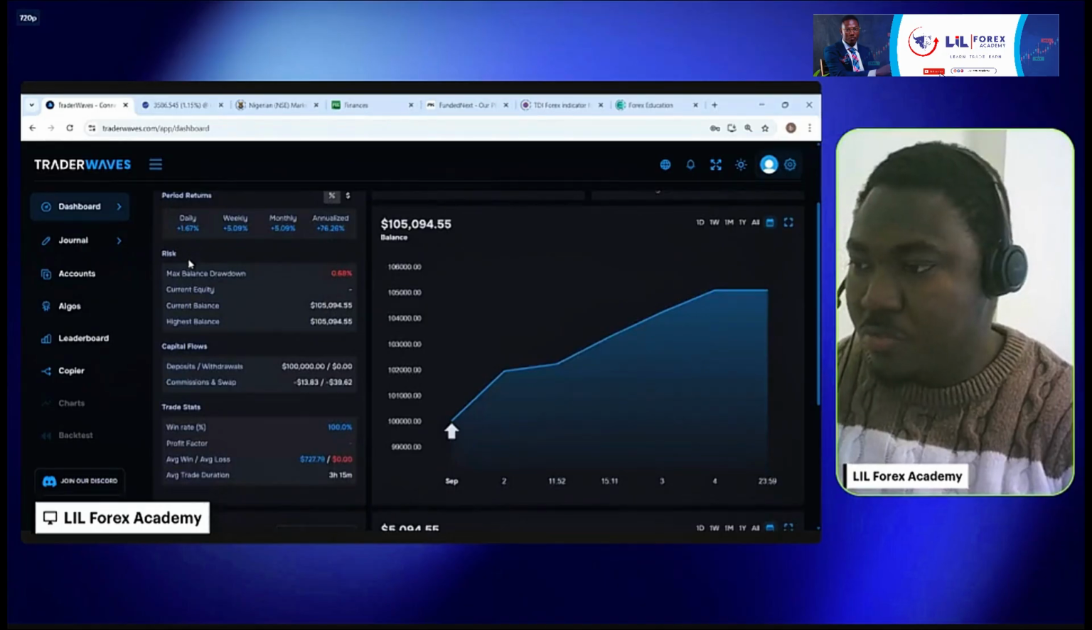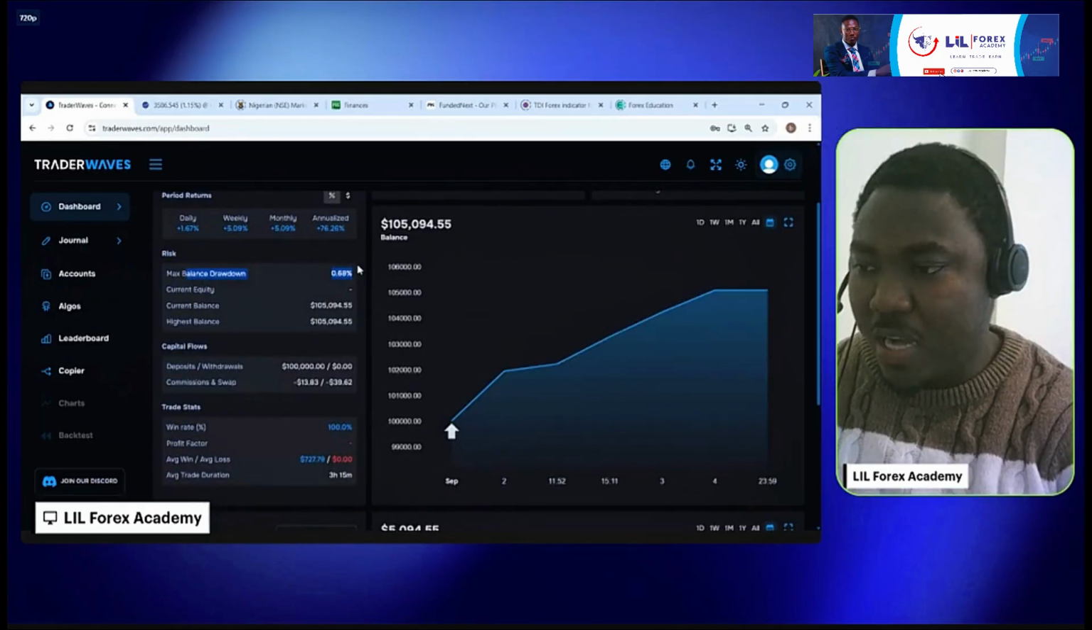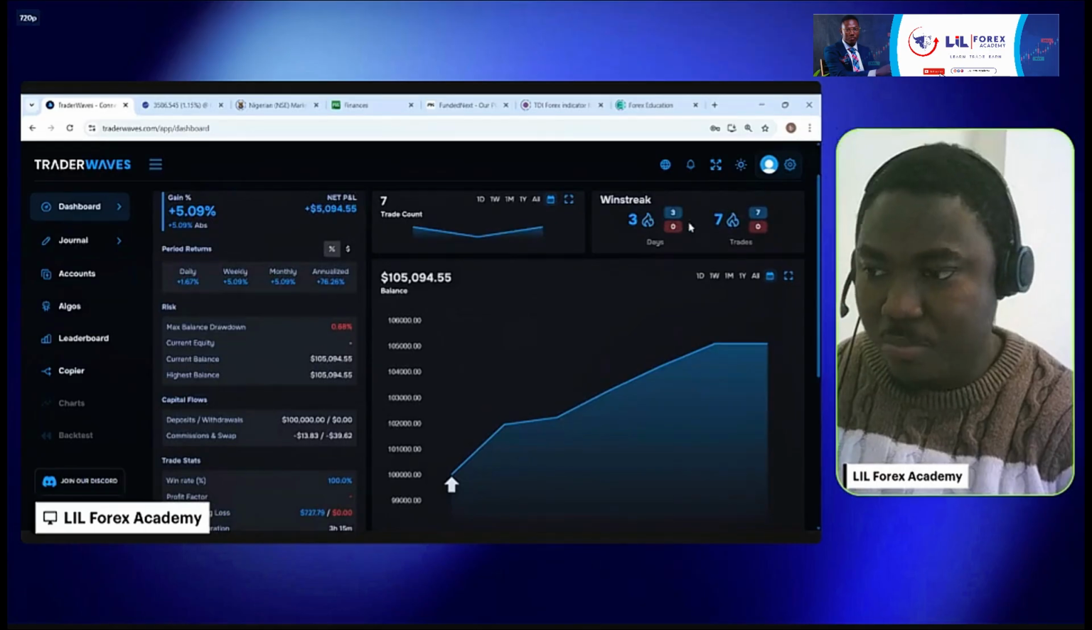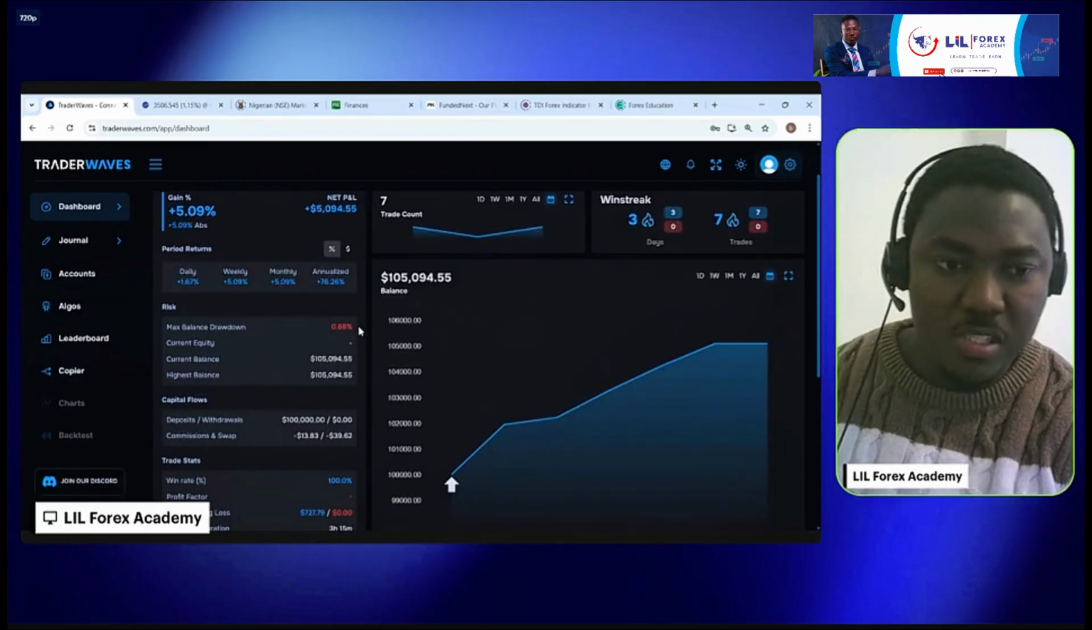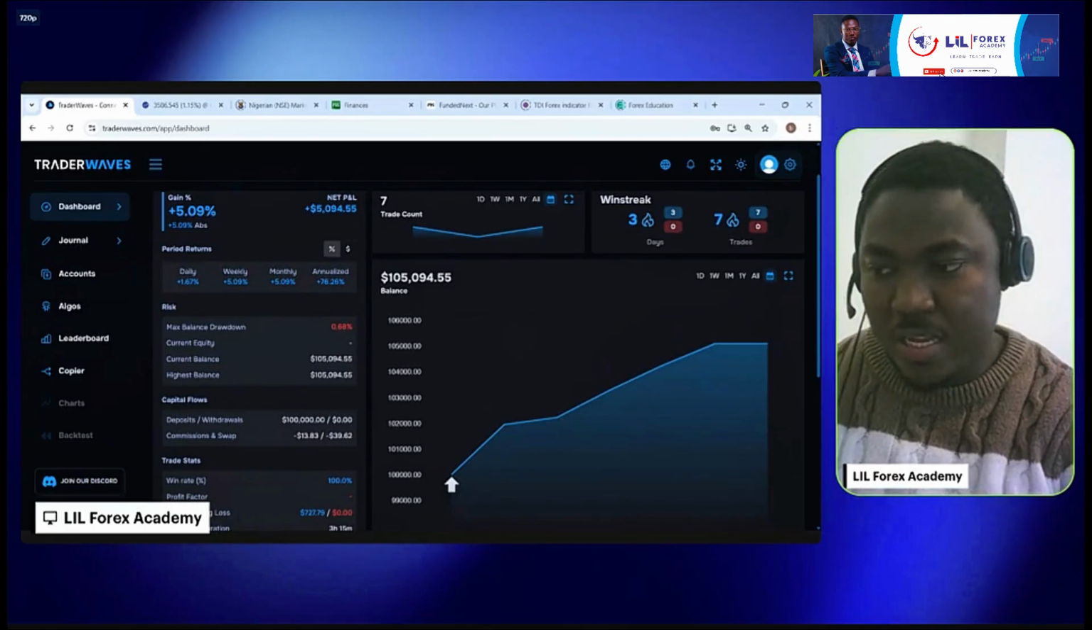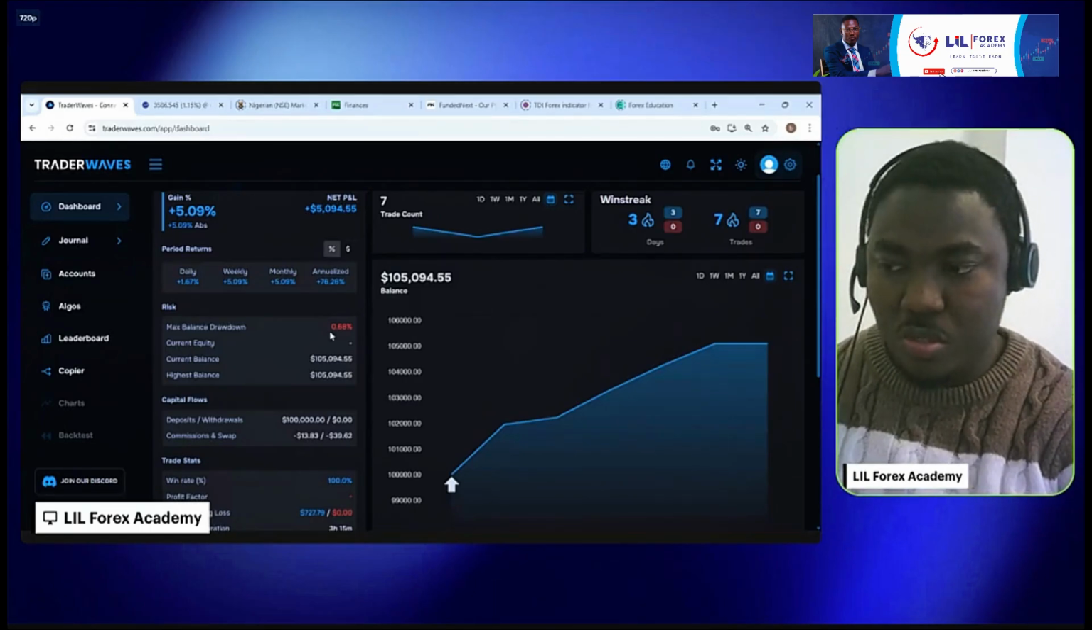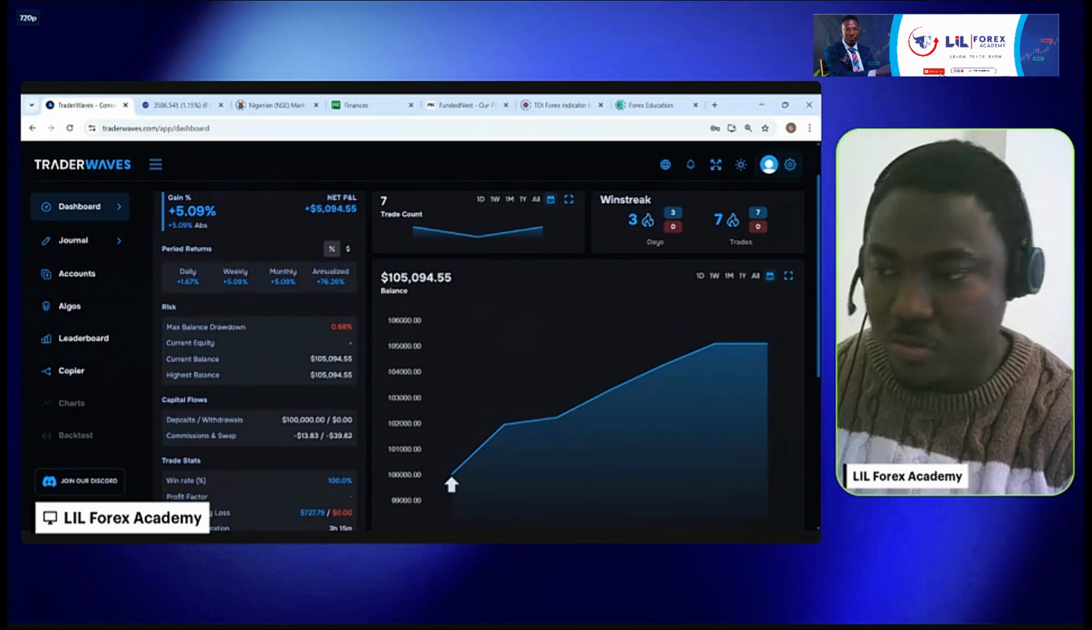Okay, so in terms of risk, the maximum drawdown I've had on this account within this time period is 0.68%, which is good for me. Then I can say that, okay, this week is really good because I barely have drawdown. I have drawdown less than 1% of my account.